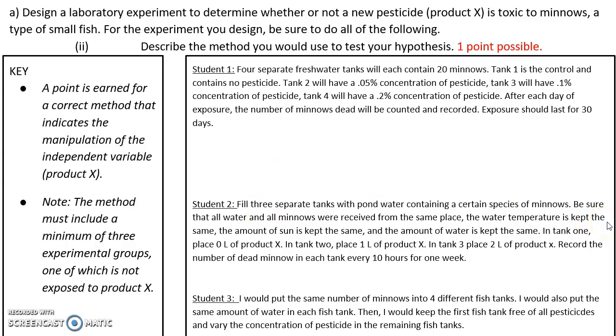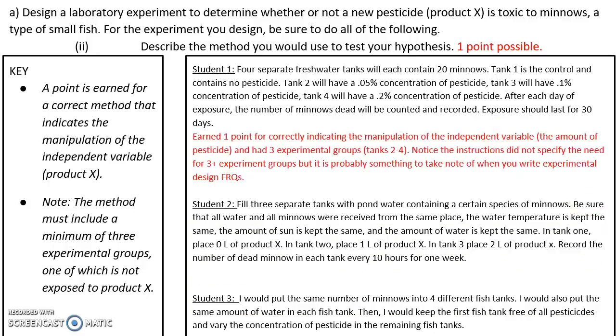Which one do you think would receive the points? Okay, so student 1 absolutely gets points. They indicated the manipulation of the independent variable, which is going to be the amount of pesticides, and they included experimental groups, and they included 3, so 2 through 4.